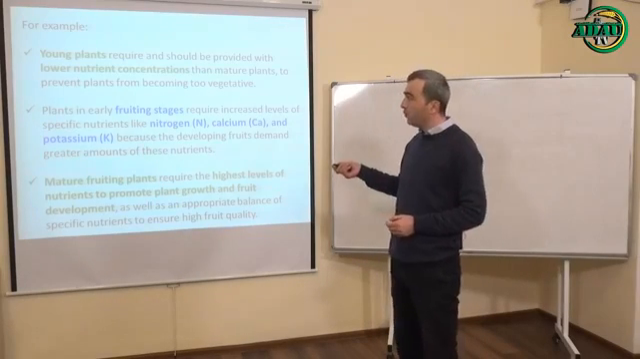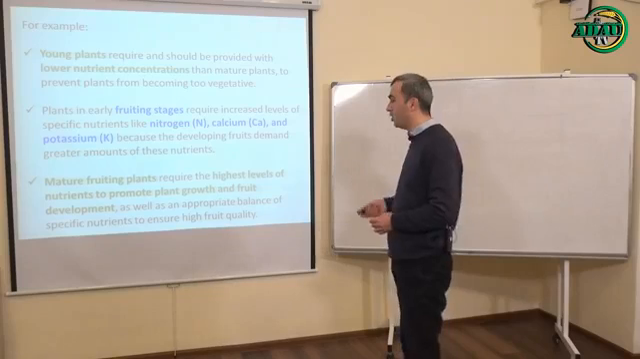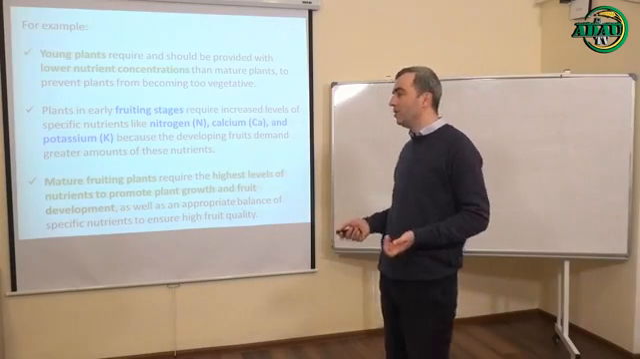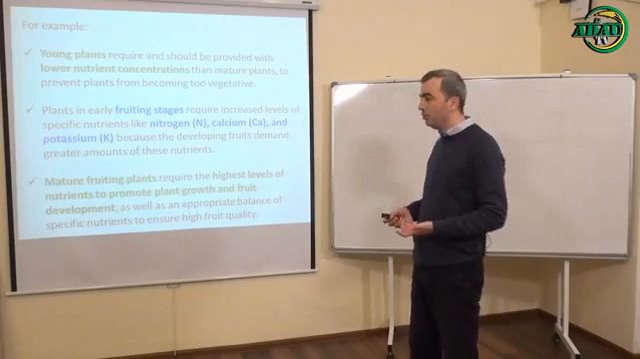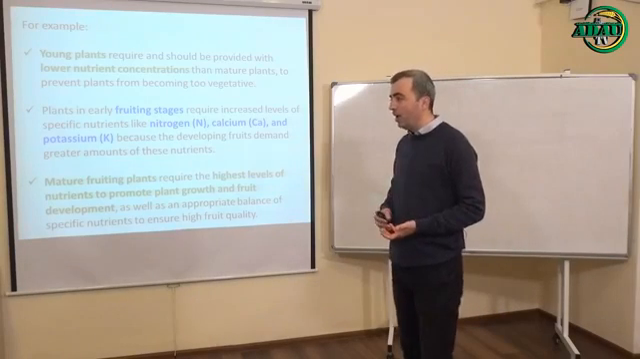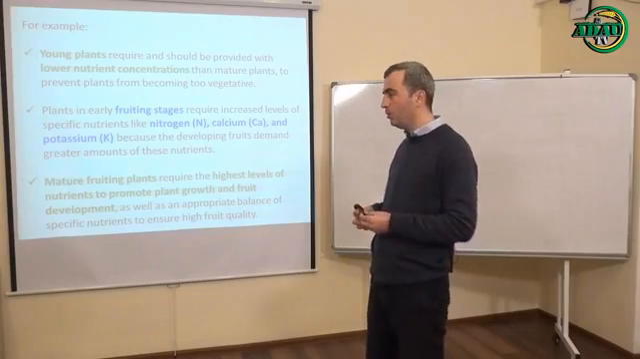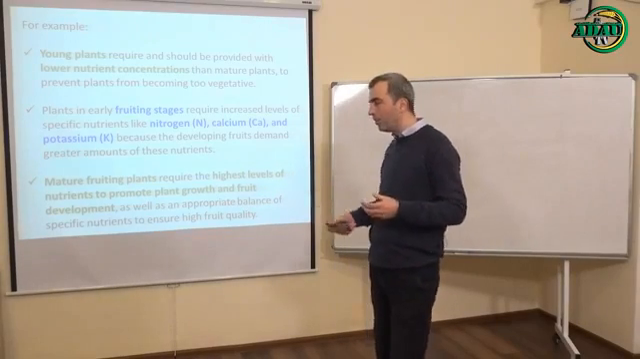So at the early fruiting stage, you can see that the specific nutrients that we need are nitrogen, calcium, and potassium. Otherwise, fruits will be smaller or fewer in number.